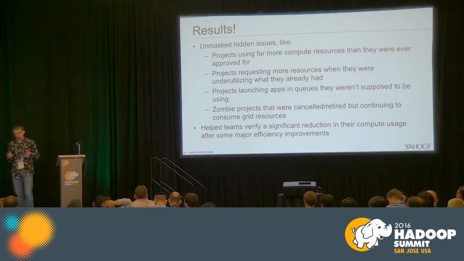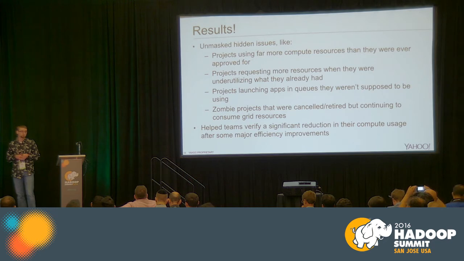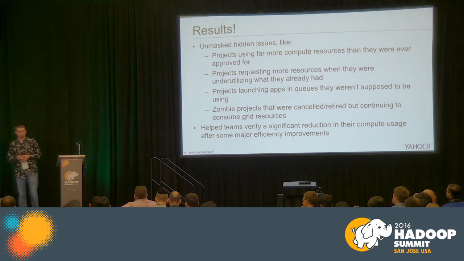I think another one of the really gratifying things, though, right out of the gate, was being able to help a team verify a significant reduction in their compute usage after they made a major efficiency improvement. Through their own estimation, they thought they were saving about 30%. So we were able to immediately back that up and say, yep, we see that same 30%, but we could quantify it. We could say, not only did you drop 30%, but that amounts to tens of thousands of dollars a month. And 30% sounds great, but not as great as $30,000 a month.